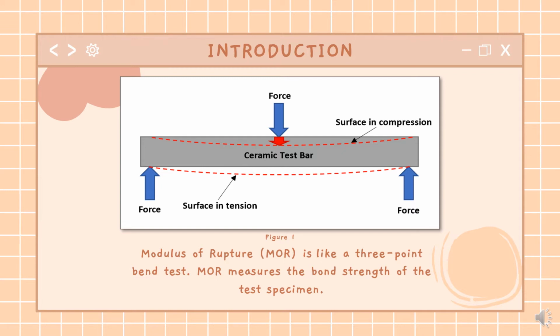When a component or test piece is tested under 3-point bend conditions, the concave surface is subject to compression, while the convex surface elongates under tension, as shown in Figure 1, eventually leading to rupture or failure of the component.